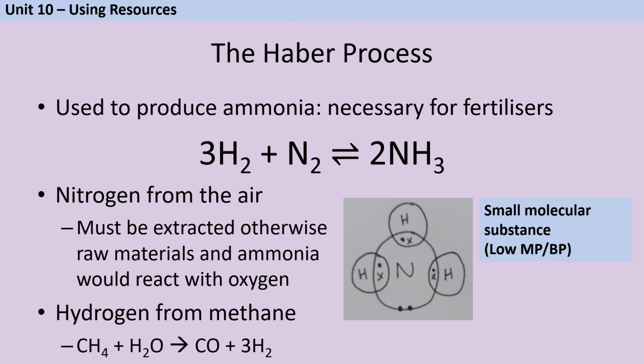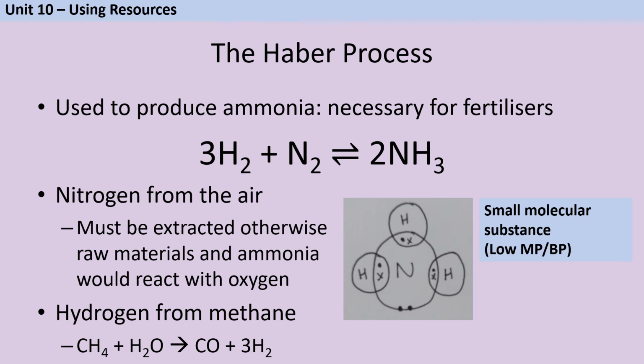The Haber process is an industrial chemical process used to make ammonia, this molecule on the right, NH3. Ammonia is really important because it's the main component of most of the crop fertilisers that our farmers use. It's a gas at room temperature, and it's made out of hydrogen and nitrogen reacting in a 3:1 ratio in this reversible reaction.